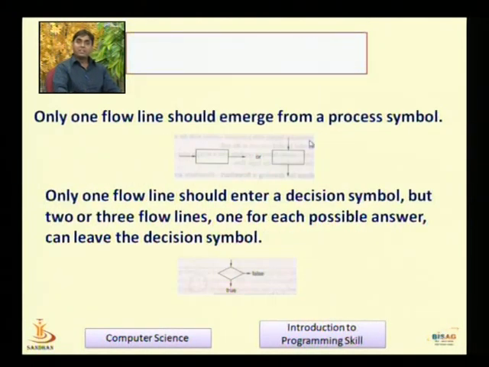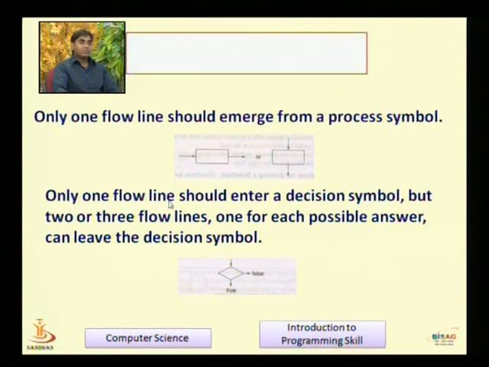It should be drawn in a graphical manner. Only one flow line should emerge from a process. These are the emerging lines and these are the ending lines, from left to right, or from top to bottom.